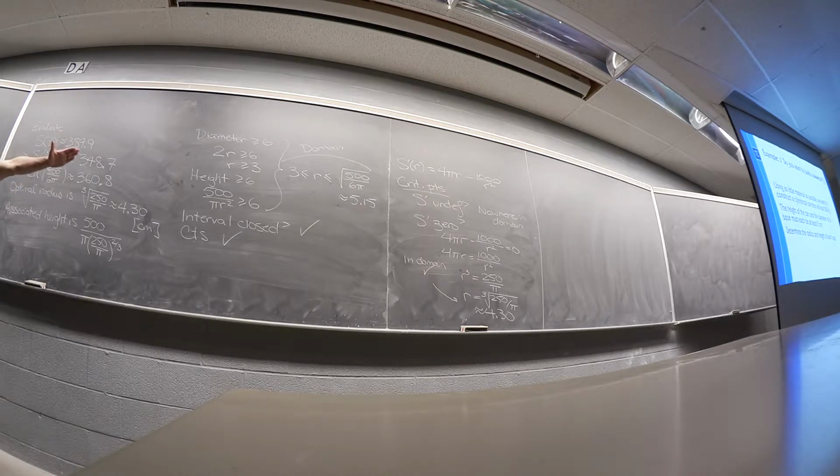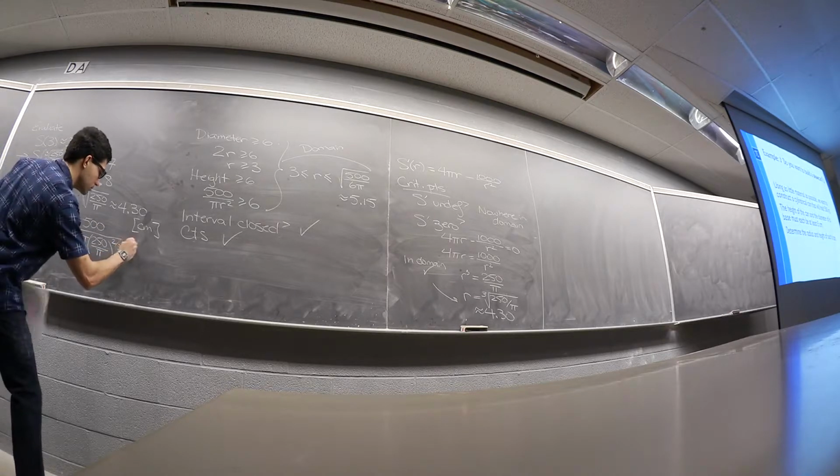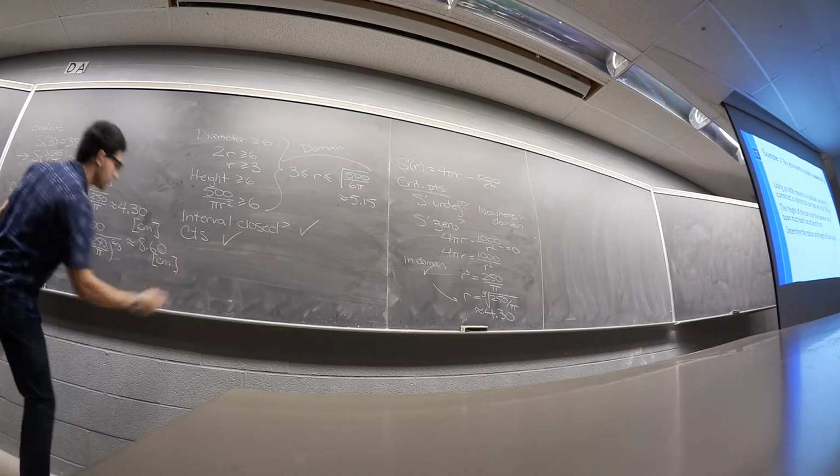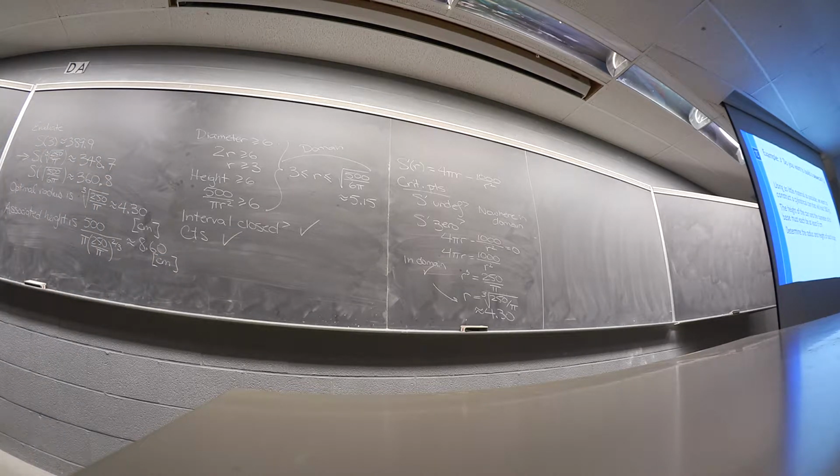Just using the fact that we had h equals 500 over pi r squared, we plug that optimal radius into that expression, and we get the optimal height. And that should be 8.6, which is suspiciously twice as big. So for an optimal can, the diameter is the same as the height. If you want a picture.